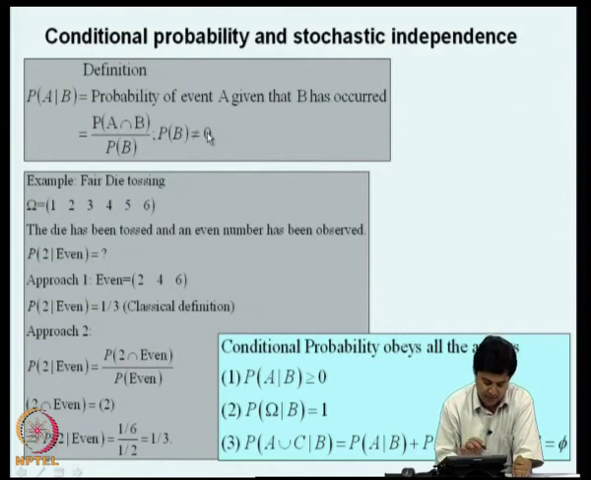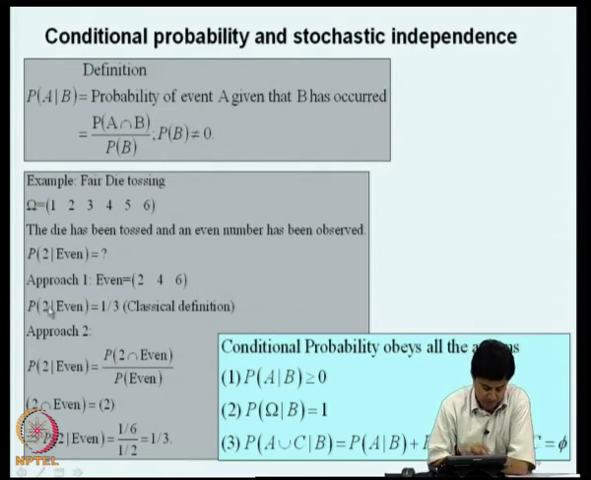A simple example: you take a fair die, it has 6 faces and this is the sample space. Now, the die has been tossed and an even number has been observed. Okay. Given that we have observed an even number, now I ask the question, what is the probability of getting 2? So, one approach is, the event even consists of 2, 4 and 6. So, probability of 2 conditioned on even is 1 by 3, because there are 3 possible outcomes here, one is favorable to you, it is 1 by 3 and the die is fair. So, this definition yields the probability as 1 by 3.